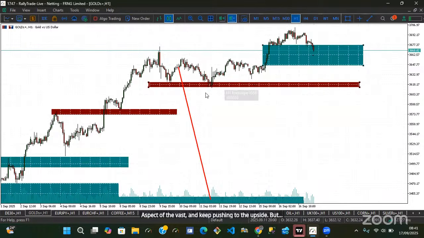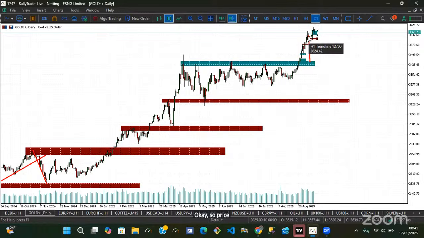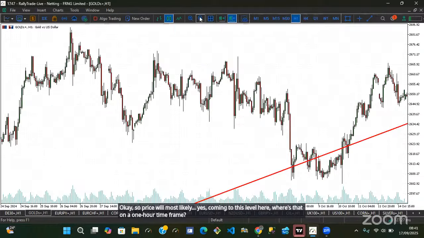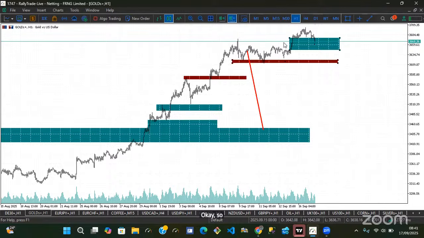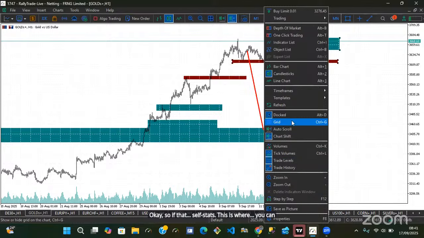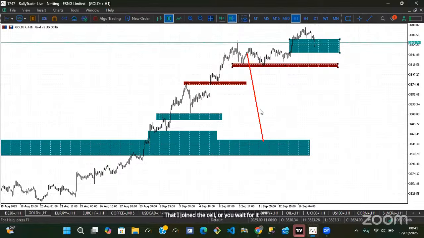But if it breaks all of this level and is headed down, let me see. I think I showed us where price will most likely come into. Yes, price will most likely come into this level here. Where is that on my 1 hour time frame? Okay, so if that sell starts, this is where you can wait for it, or you join the sell, or you wait for it around this point here.